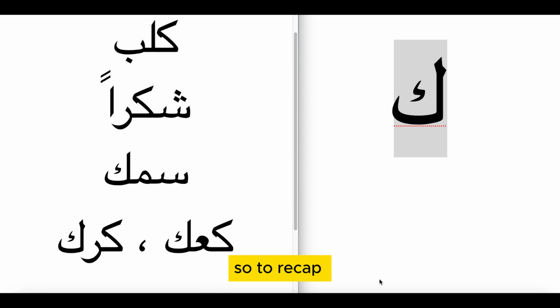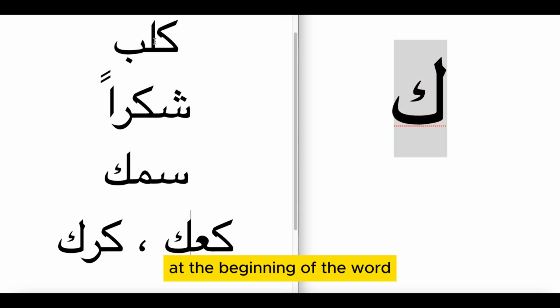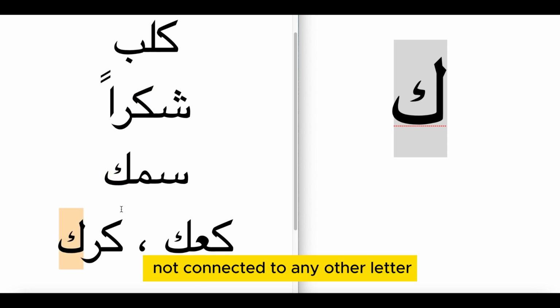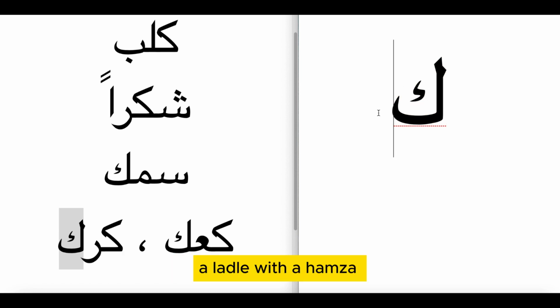So to recap, Kaf is the K of the Arabic alphabet. At the beginning of the word and in the middle of the word, it turns into a zigzag. At the end of the word, or if it stands alone, not connected to any other letter, it turns back to its original shape. A ladle with a Hamza.